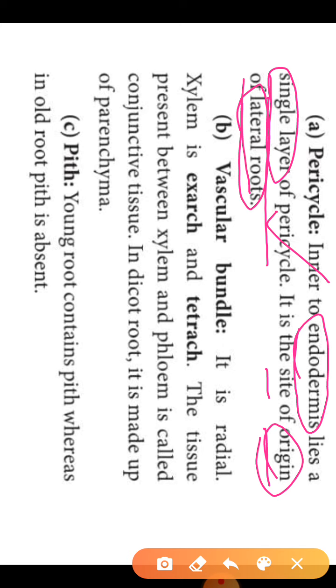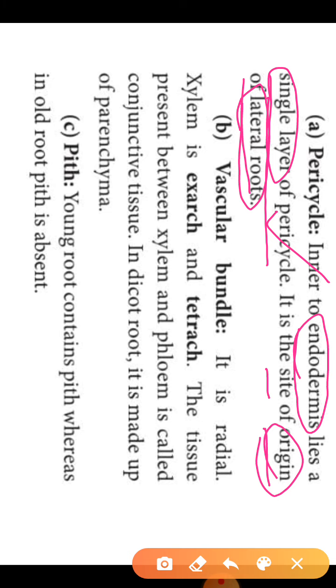Origin. Okay, so listen, my dear. Endodermis is the outer layer. Inside that there is a single layer which is called pericycle. In that place only lateral roots are forming and start growing.